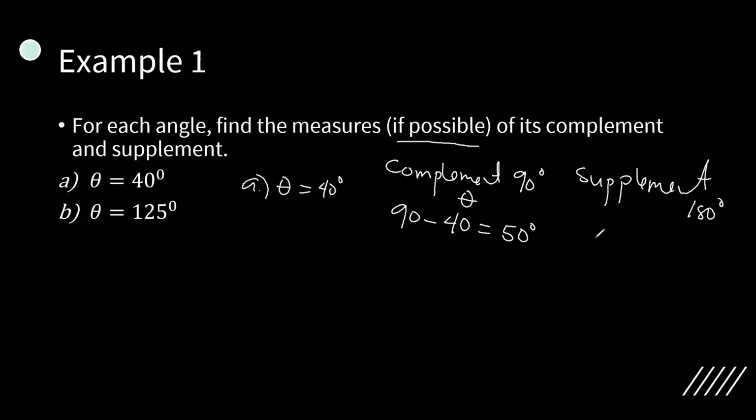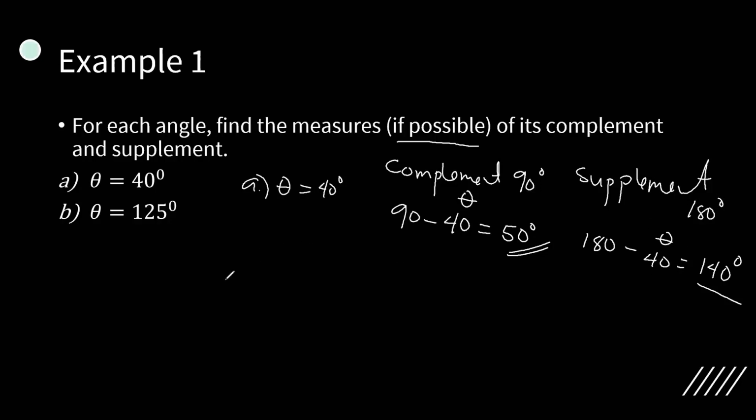Now how about its supplement? The sum is equal to 180 degrees. So just subtract here the theta, which is equal to 40. So we have 140 degrees. The supplement of 40 degrees is 140 degrees. The complement of 40 degrees is 50 degrees. So just subtract the theta from 90 to get the complement. Just subtract the theta from 180 to get the supplement.